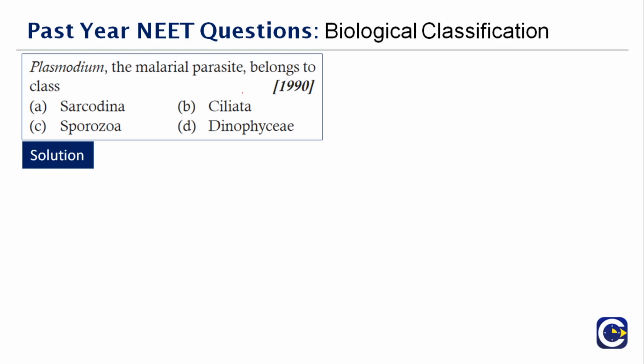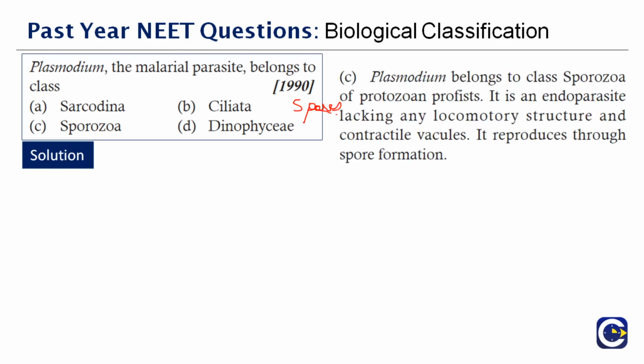Plasmodium belongs to the class of sporozoans. They are infectious stage sporozoans. It is an endoparasite, we all know that, right? Lacking any locomotory structure and contractile vacuoles. So what is the reproduction mode? If you see, it is only through spores. Spores are the infectious stage of this particular protozoan. Therefore the correct answer to this question is option C, sporozoa.